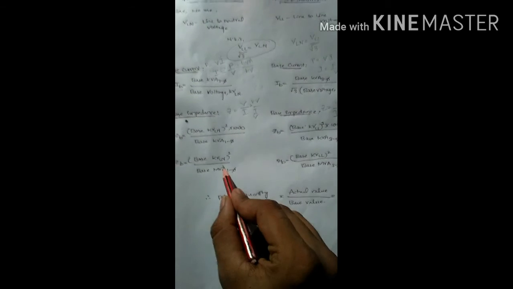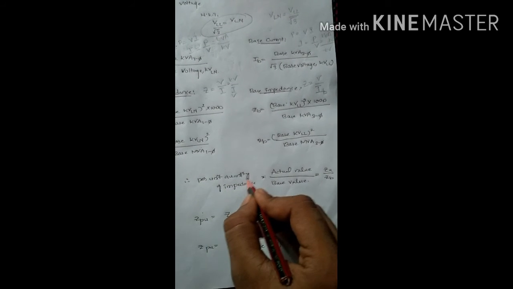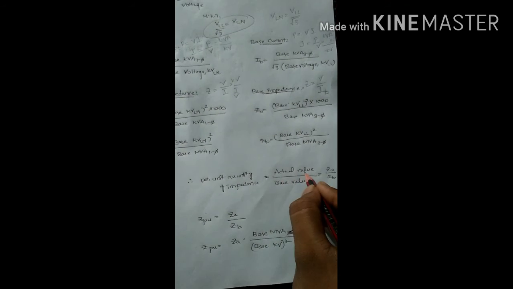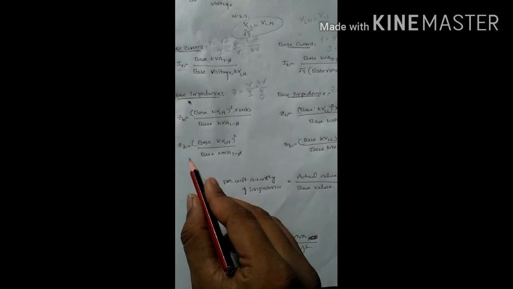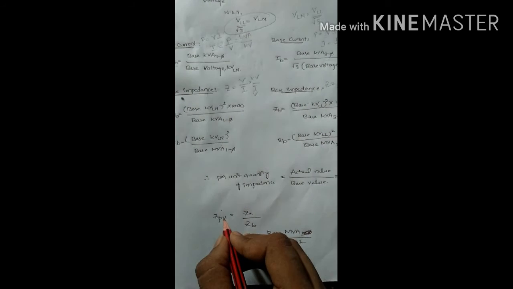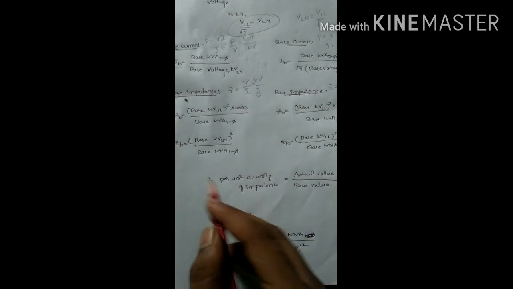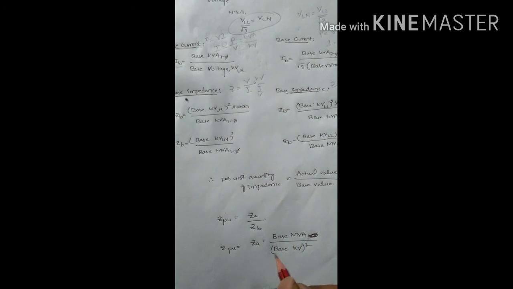After determining both these values, we need to determine the per unit quantity of impedance. We already know per unit value is nothing but actual value by base value. From the above derivation, we got ZA, which is the actual impedance, and we determined ZB, which is the base impedance. For per unit quantity of impedance, ZPU is equal to ZA by ZB. By putting this ZB here, we get ZPU is equal to ZA into base MVA by base kV whole square.